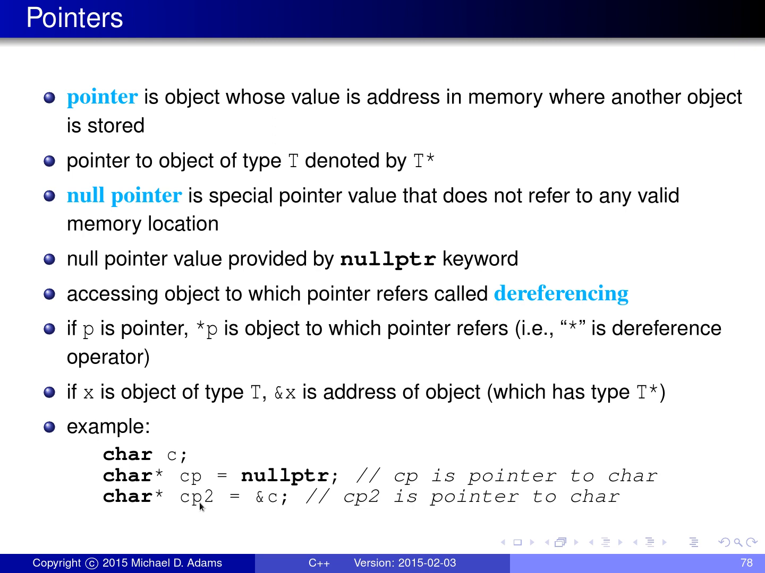In this case, instead of initializing it to nullptr, we initialize it to point to the variable c. Up above we have a char variable called c, and here we're taking the address of c. So the address of c corresponds to a pointer which points to c, and we're initializing this pointer value cp2 by assigning to it the address of c. So cp2 will then hold as its value the address in memory where c is stored.